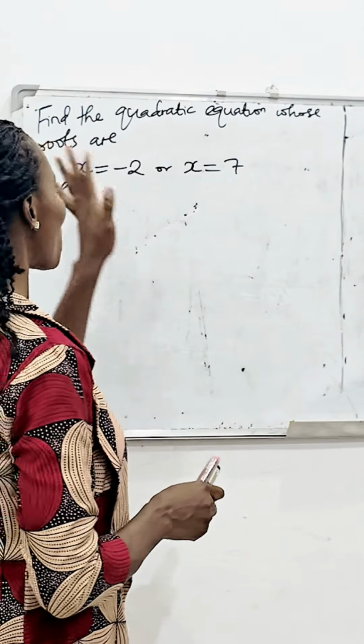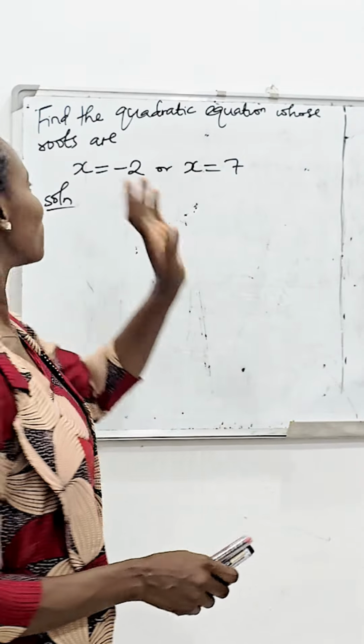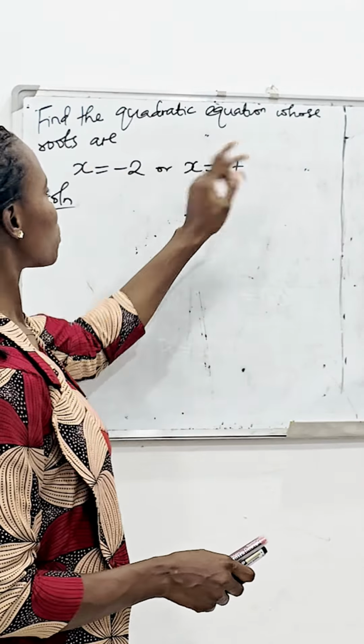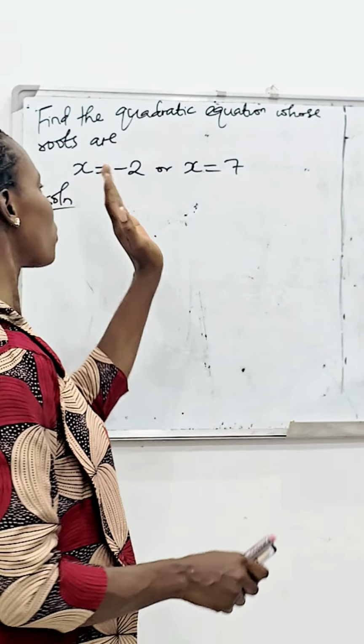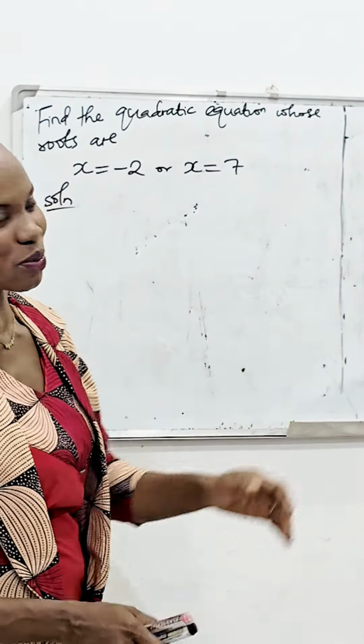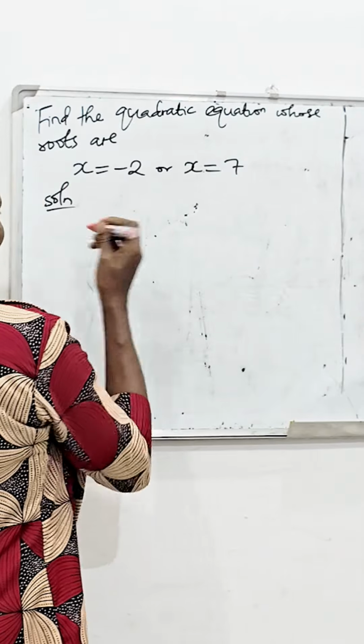Very simple. Quadratic equation question. Find the quadratic equation whose roots are x is equal to -2 or x is equal to 7. Alright, so we start.